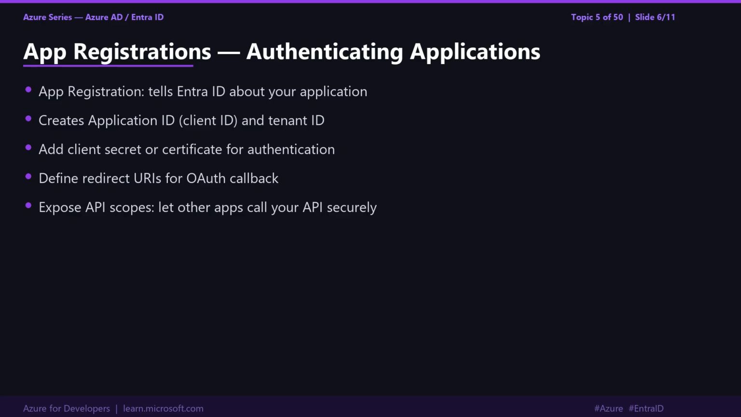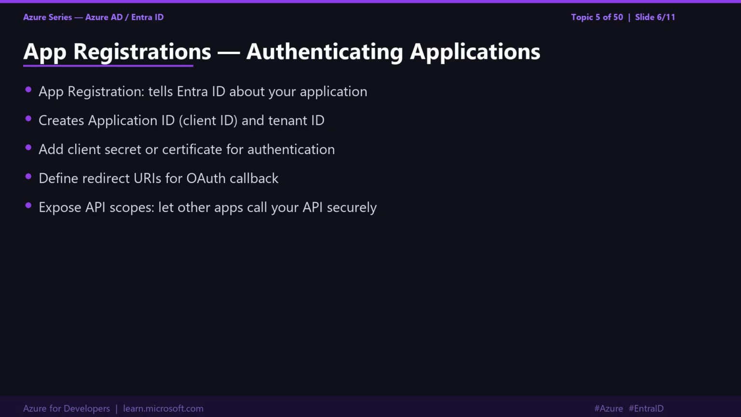For applications that run without a user present, like a background service or an API, you also create a client secret or upload a certificate. The client secret is like a password for your application. It uses the secret to prove its identity when requesting tokens. Important note: treat client secrets like passwords. Store them in Azure Key Vault, not in code or source control.